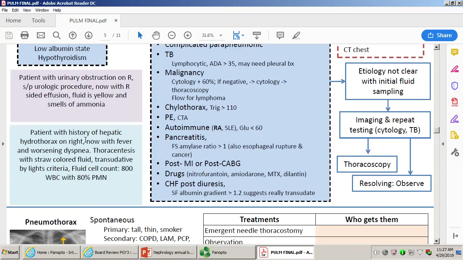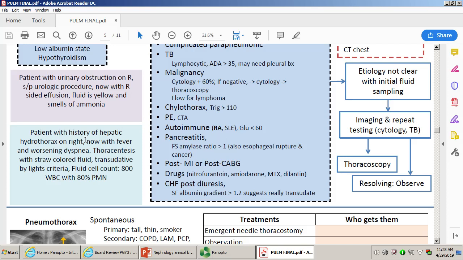A patient has a history of hepatic hydrothorax on the right, now has fever and worsening dyspnea. The thorax shows straw-colored fluid. It's transudative. The cell count's 800 with 80% PMNs. What is this? SBE. Or sometimes it's also called SBP, spontaneous bacterial pleuritis.